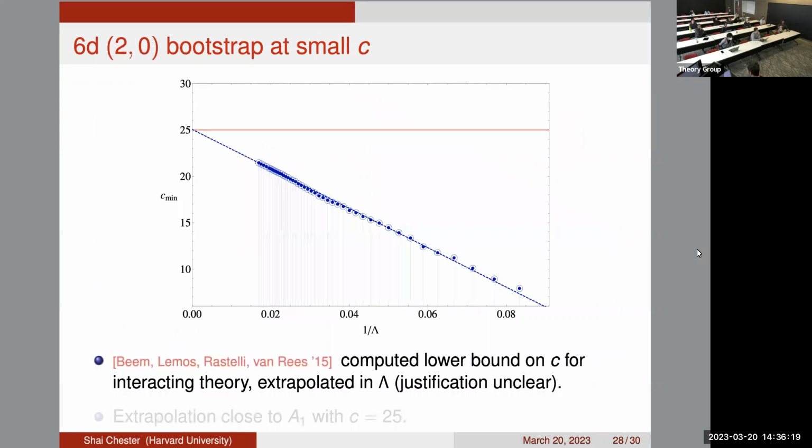So one curious fact. In Beem, Lemos, Rastelli and van Rees's original paper from 2015, they computed some bounds on the allowed value of C for any interacting theory, which you could do because this free multiplet you can just kill, and so you can only look at interacting theories and then just do a general bound.